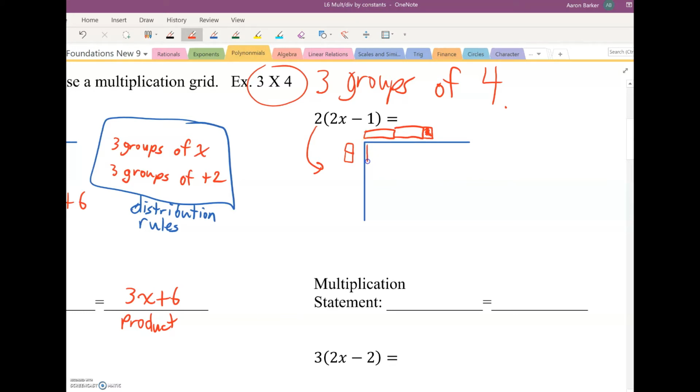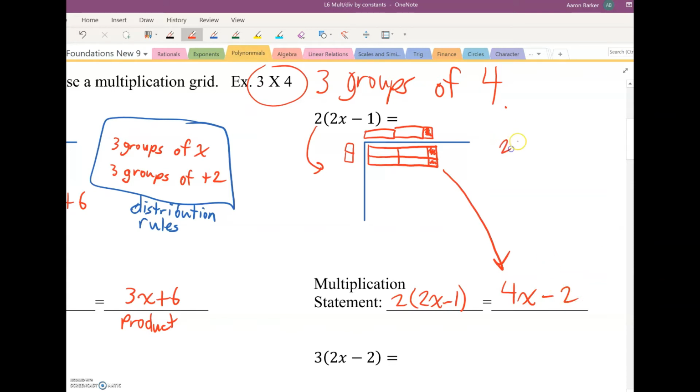I know that I'm going to make this rectangle here that has the width of 2 and the length of 2x minus 1. And so then I'm just tracing my lines and splitting into 2 groups. Now I got to check my shading because these 2 need to be shaded. And so what's my multiplication statement? Well, my factors are 2 times 2x minus 1 equals, what have I got? Well, my product is 4x minus 2.